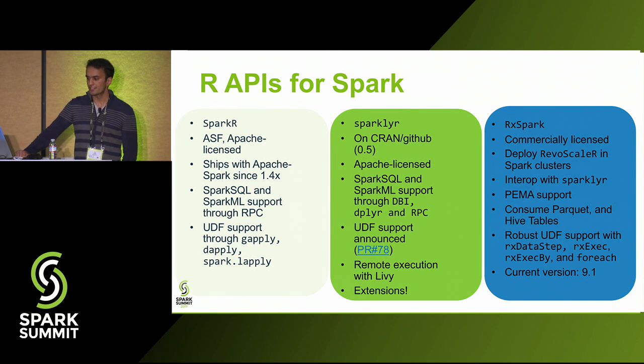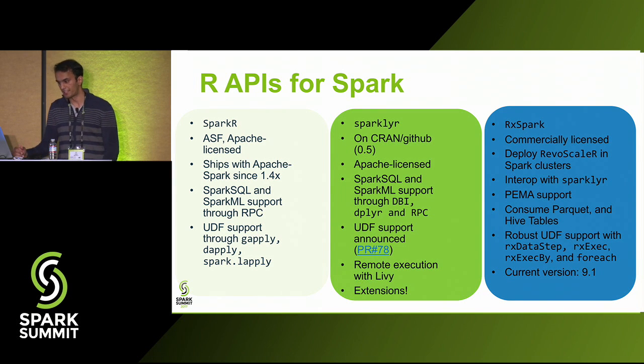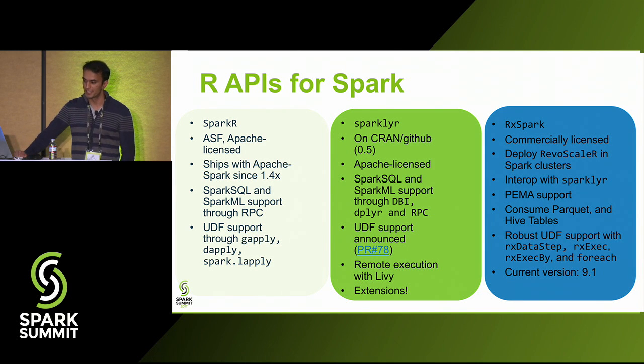The one that came out last year and made me super, super happy, more happy than any API should make you, was the sparklyr API that came out of the great folks at RStudio. It's on CRAN now. It's also on GitHub. It's very actively developed, so it's always good to see what they're working on.